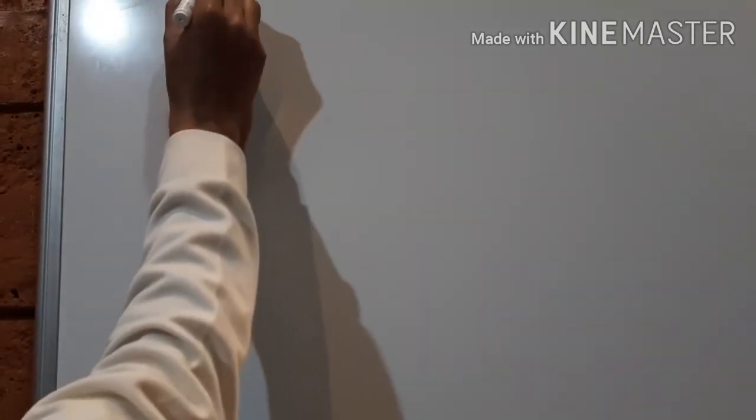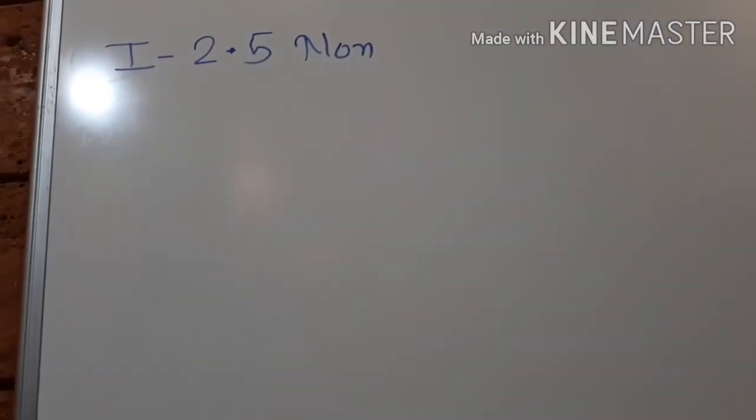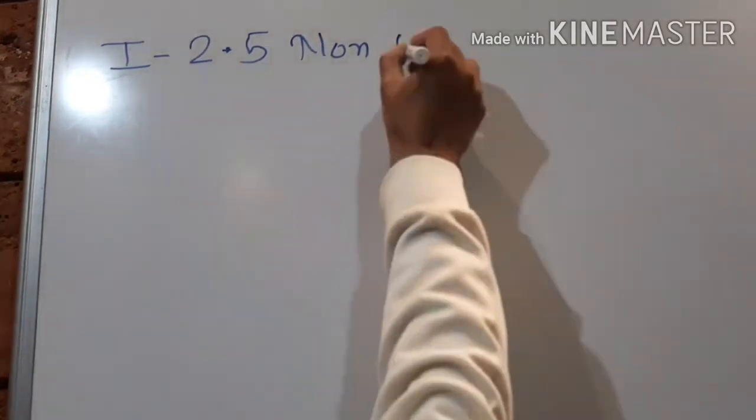Now our next point is the fifth point in the kinematics, non-uniform circular motion. So write down the main point, kinematics. The fifth point, write down 2.5, non-uniform circular motion.